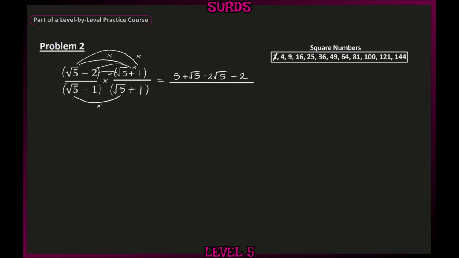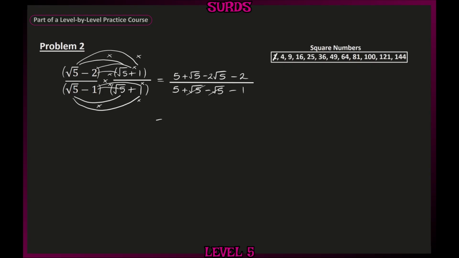So root 5 times root 5 just gives us 5. Root 5 times 1 gives us plus root 5. Minus 1 times root 5 is minus root 5. And minus 1 times 1 just gives us minus 1. And again, we can see that the surd parts in the denominator are going to cancel, which we want.